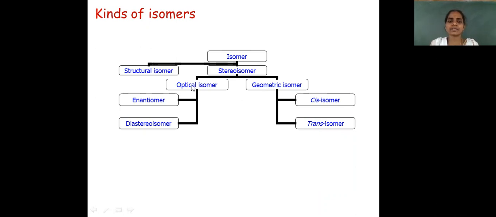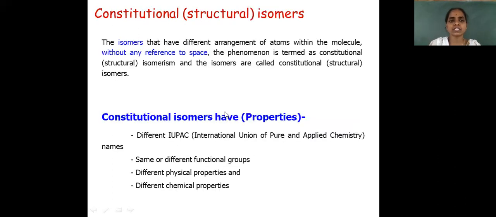Again, optical isomerism, based on optical activity, is divided into two: enantiomers and diastereomers. And for geometrical isomers, it is based on the groups being on the opposite side or on the same side. If the groups are on the same side, such isomers are called cis isomers, and on the opposite side, trans isomers.